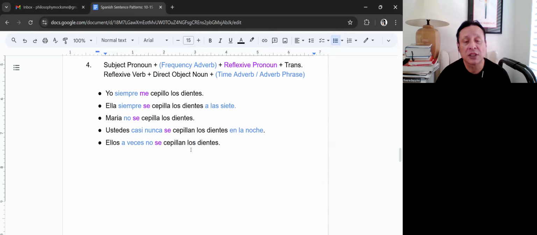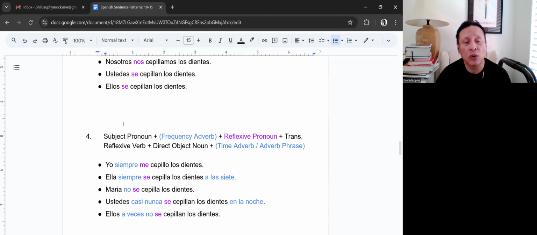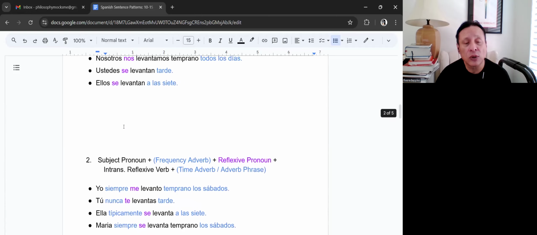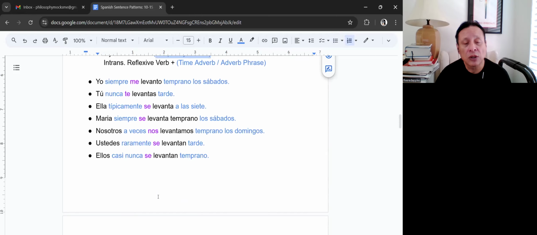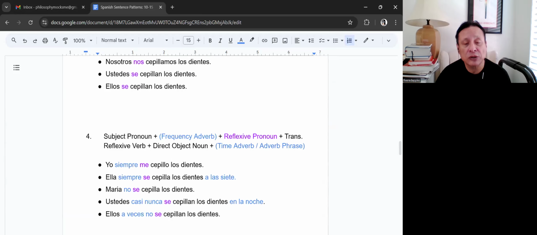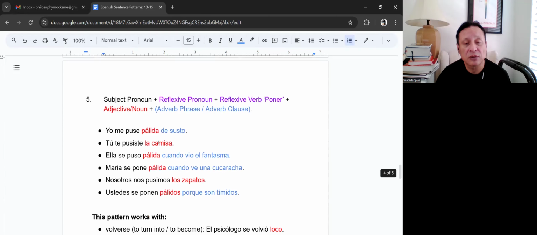Okay, that's it, right? That's number 4. We only have 2 more to go. Number 4, and the only difference between 1 and 2 is we threw in the frequency adverb here. The only difference between 3 and 4 is we threw in the frequency adverb here. Okay, now 5. 5 is different.